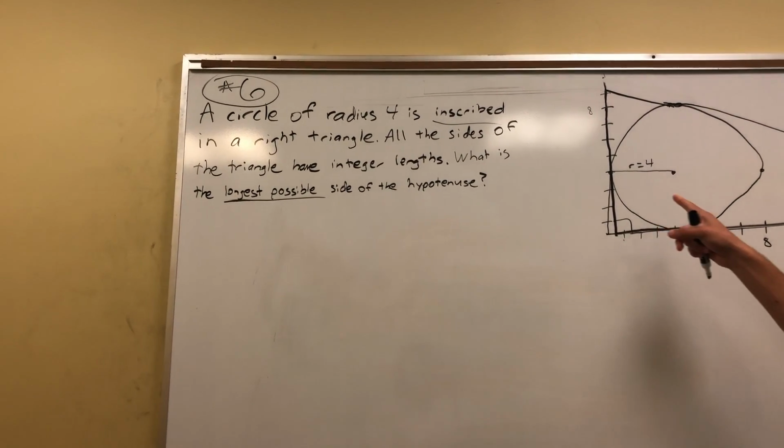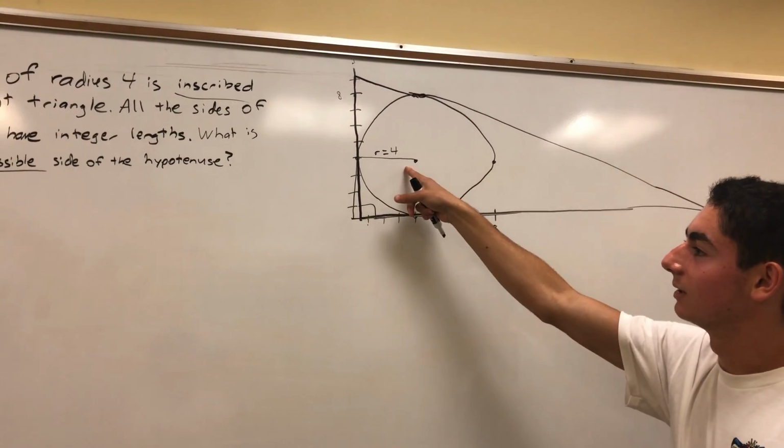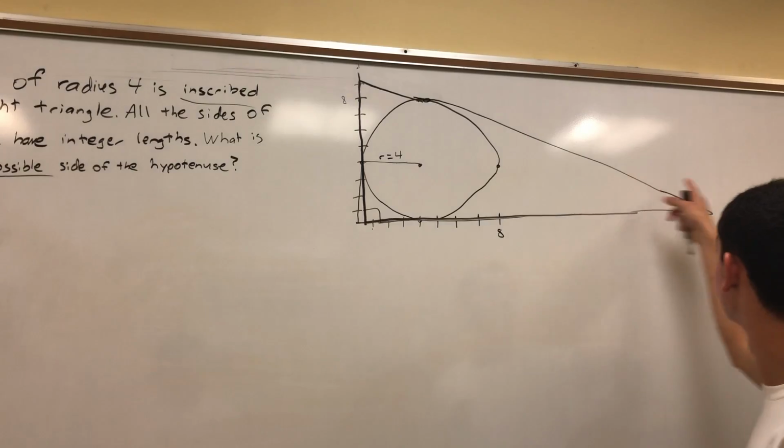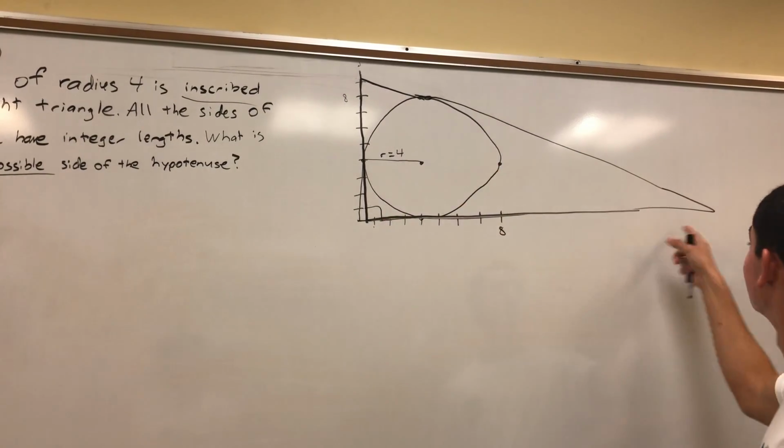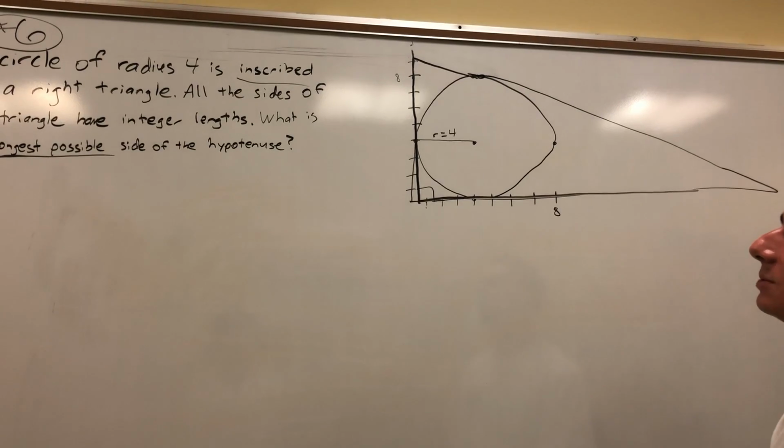So first off, I drew a picture over here. So here's a circle, radius of 4, and here's the right triangle. Not a very good drawing, but whatever. Okay, so I want you to find the longest possible side.